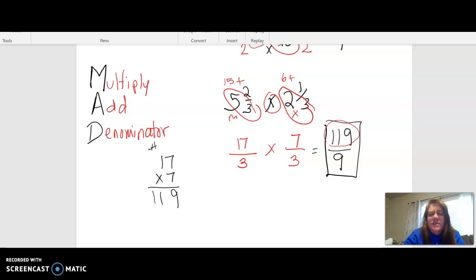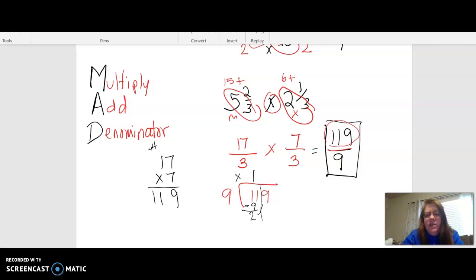I have to divide, right? So I have 119 divided by 9. Remember, my fraction bar is just a division symbol. So can 9 go into 1? Nope. Can 9 go into 11? So we're going to draw a line here. 9 goes into 11 how many times? 1 time. 1 times 9 equals 9. So let's get rid of that. We used up 9 of them. Subtract. What's left? 2, right?